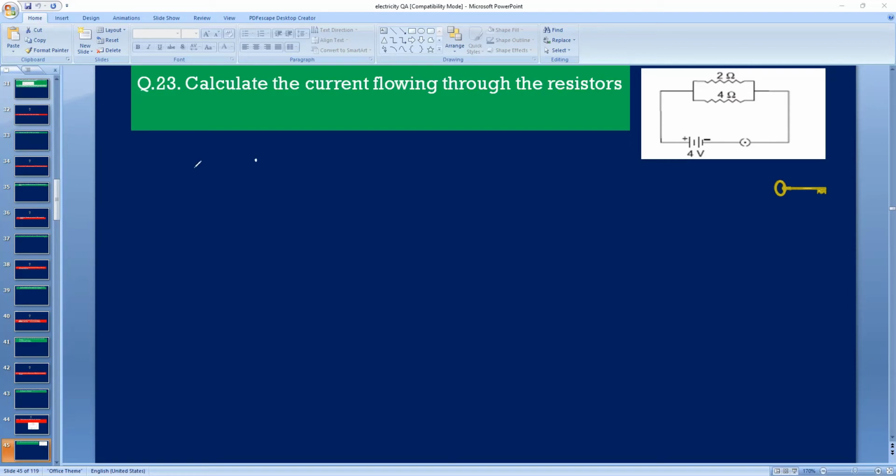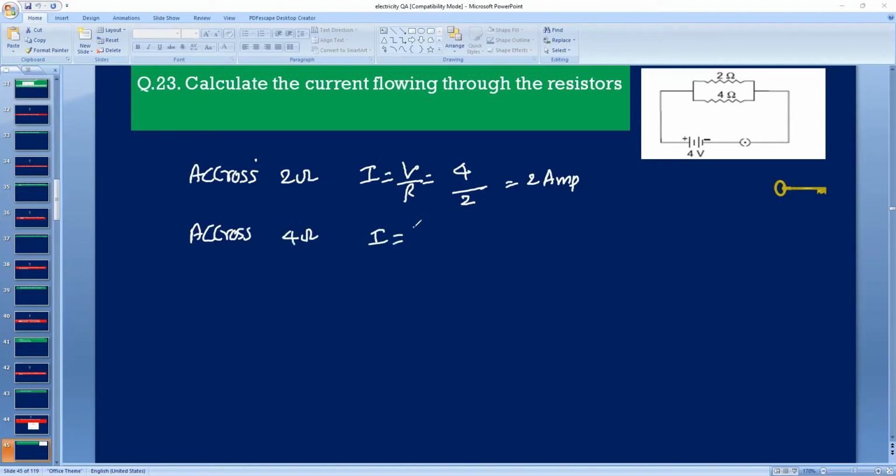Now across the 2 ohms resistor, I is equal to V by R, which is 4 volts by 2 ohms is equal to 2 amperes of the current across 2 ohms. Across 4 ohms, I is equal to V by R, which is 4 volts by 4 is equal to 1 ampere. All right. Hope this answer is clear to you.